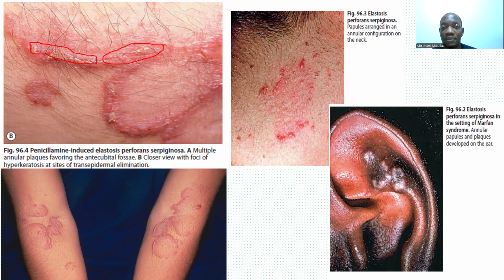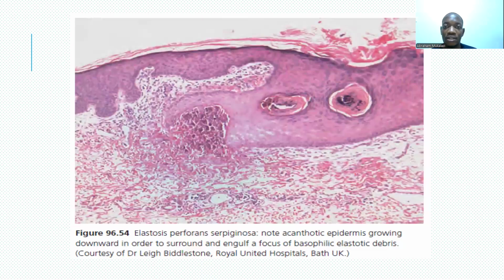In this case, someone had papules also on the neck at the back with annular configuration, and here is the serpiginous configuration or serpentine arrangement. This one was occurring in a patient who already had Marfan syndrome. So that's the picture. When you see this histology, we are seeing all this arrangement trying to break through so that this component can be eliminated. Then you see these other ones going through the epidermis so that they also get what? Eliminated.